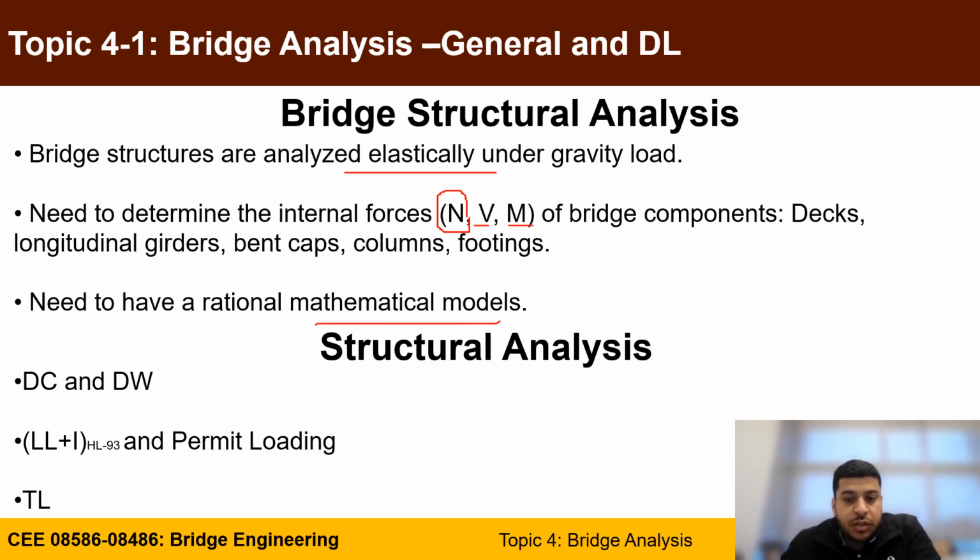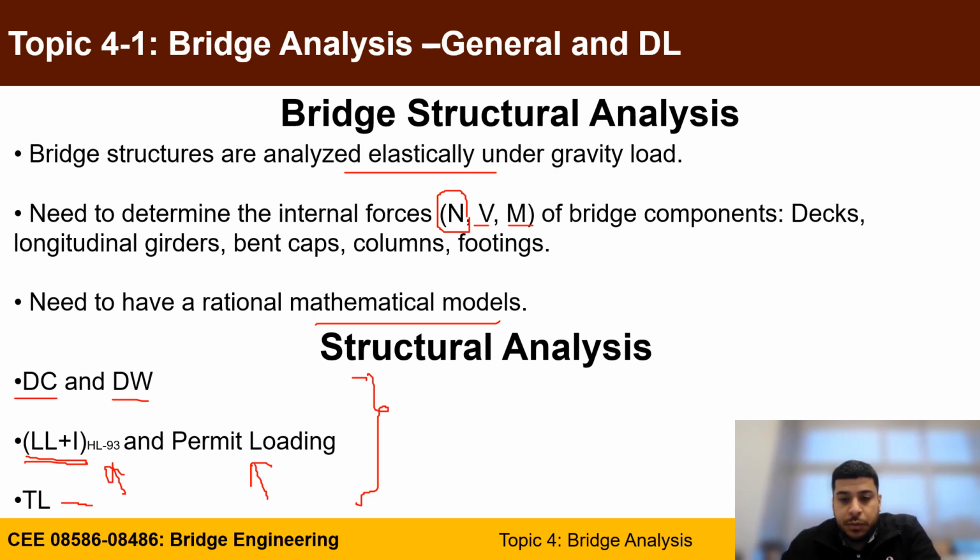To do so, there are some types of loading that, as we described in the last few lectures, include dead load, which is DC, the dead load of components, or DW, the dead load of wearing surfaces. And also you have live load plus impact, which comes from HL93, or your permit loading truck per your state. And you also have many different types of loading: wind load, earthquakes, etc., and also temperature loading. We will focus most of our calculations in this class on the first two, dead load plus live load, and also temperature loading.